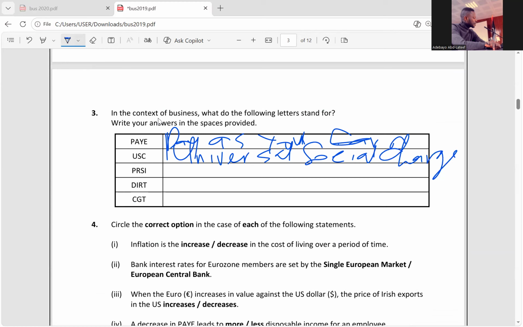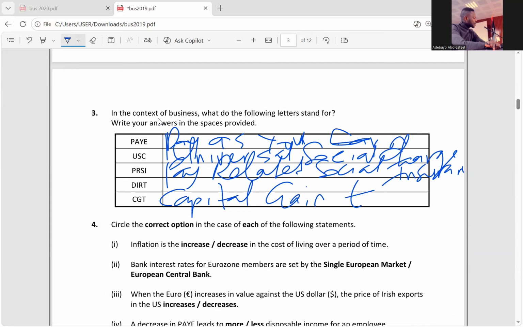Then the third one, the PRSI, we call it pay-related social insurance. It's for insurance. And we have CGT, which is capital gains tax. So those are question 3.